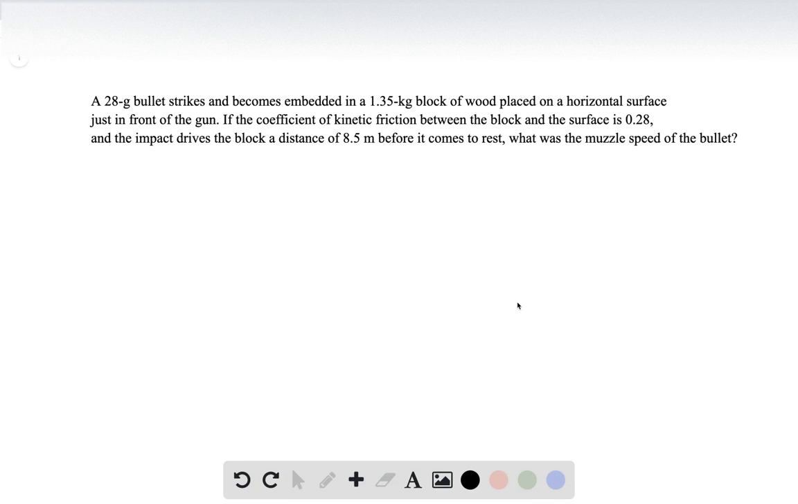In this question, we have a block of wood that is placed on a horizontal surface, and then we have a bullet that strikes and becomes embedded into the wood. The whole system moves under friction for a certain distance, 8.5 meters, and we want to know what is the initial speed of the bullet.